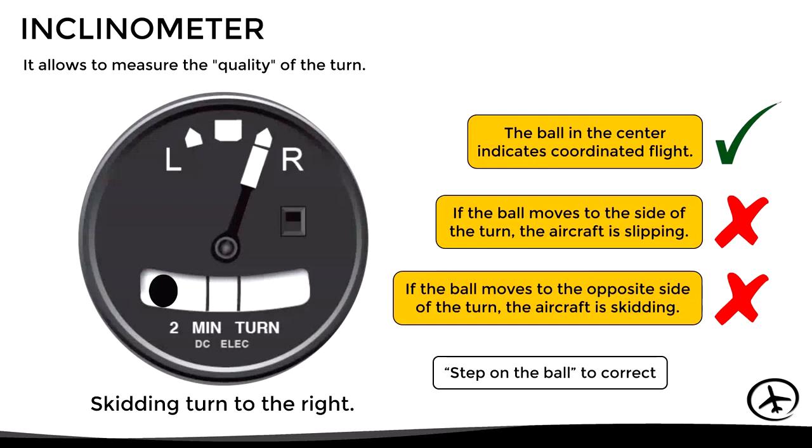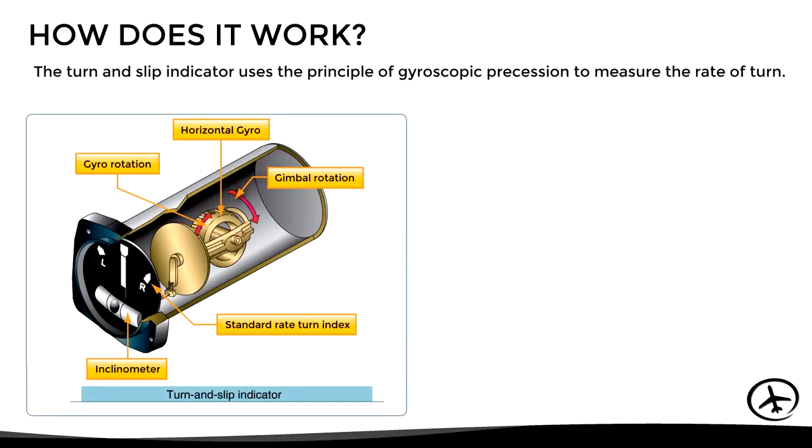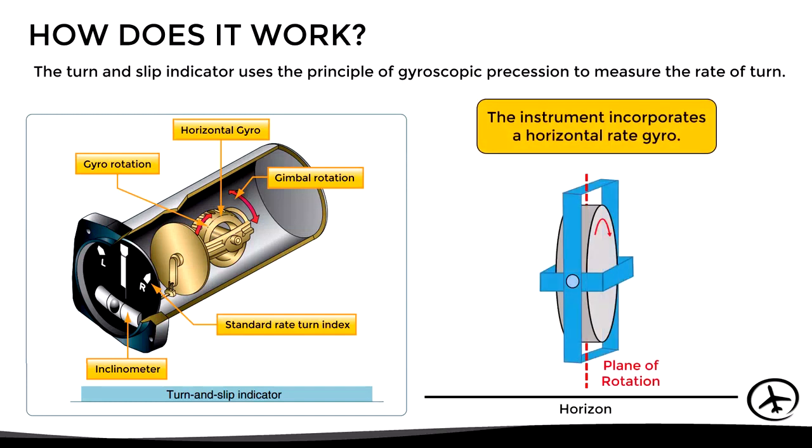However, we will not talk about this flight technique in detail in this video. Let's see now how this instrument works internally. The turn and slip indicator uses the principle of gyroscopic precession to measure the rate of turn. To do so, it incorporates a horizontal rate gyro, which is restricted in one of its axes. As we can see, the plane of rotation of the gyro is perpendicular to the horizon, as was the case with other instruments, such as the heading indicator.